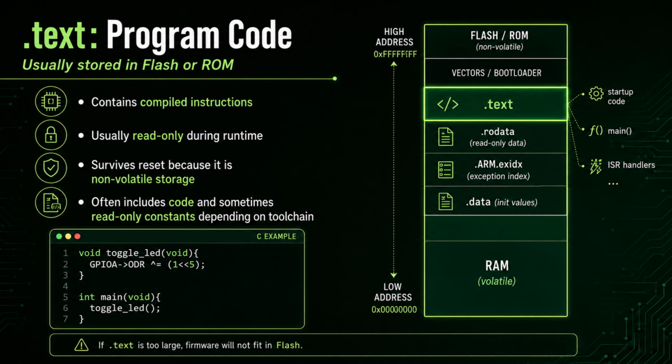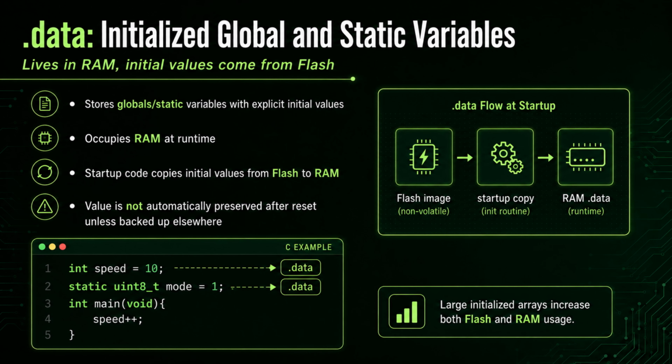Sometimes, depending on the compiler and linker, read-only constants may also be stored near this area, or in a related section like .rodata. One practical point is flash usage. If the .text section becomes too large, the firmware will not fit into the microcontroller flash memory. So when your build output says flash usage is high, the .text section is one of the first areas you should check. The .data section is used for global and static variables that have explicit initial values.